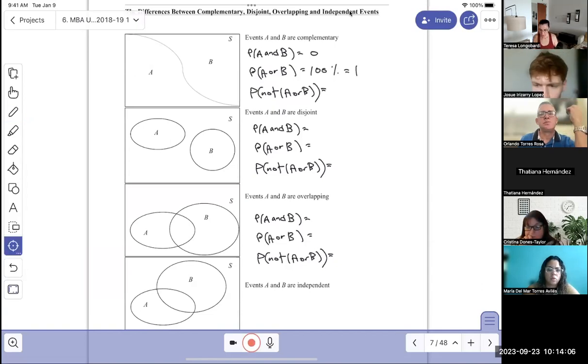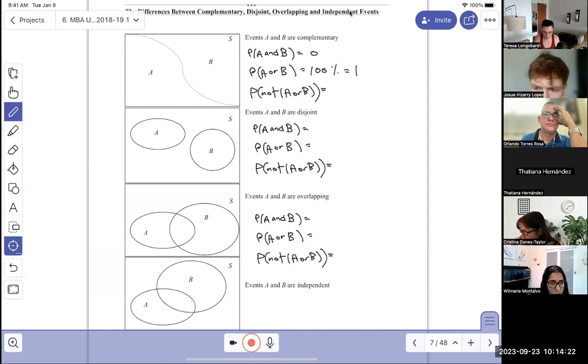for complementary events. I don't even need to know the numbers. I don't even need to know the probabilities. I already know it's 1 because complementary events fill the space. And what about not A or B? 0, neither. Right, never. So if events are complementary, you already know the answer for all 3 of those possibilities.